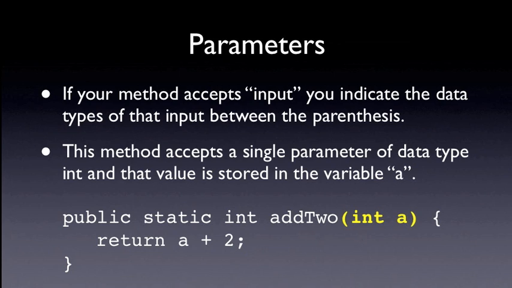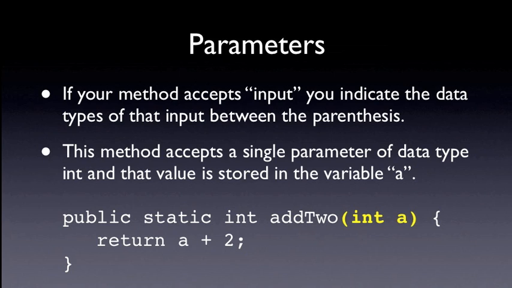If your method accepts any type of input, that input is indicated between the parentheses. Your method may or may not accept input for processing. In this case, my method accepts a single parameter of type integer, and basically what I'm doing is declaring a variable, in this case called a, which is a really bad variable name, but it fit on the slide. Why am I declaring a variable called a inside of that set of parentheses?